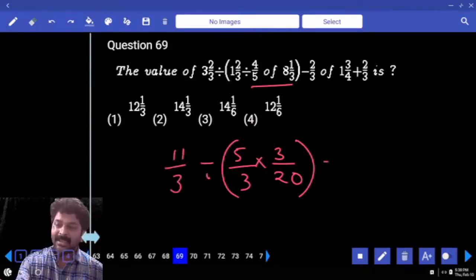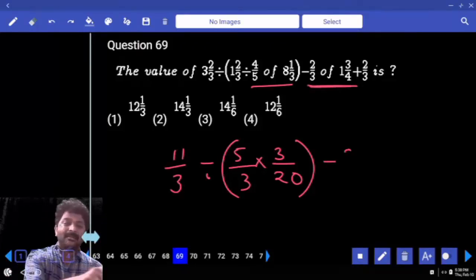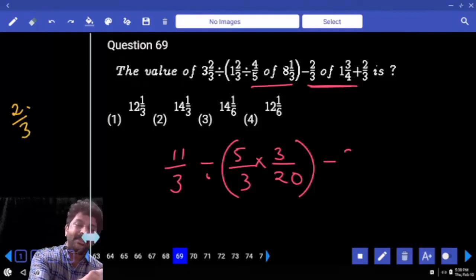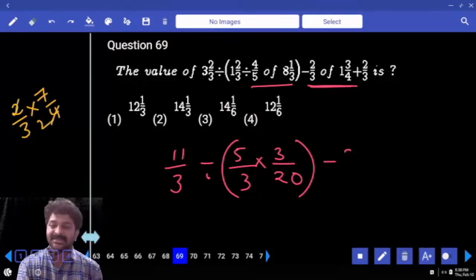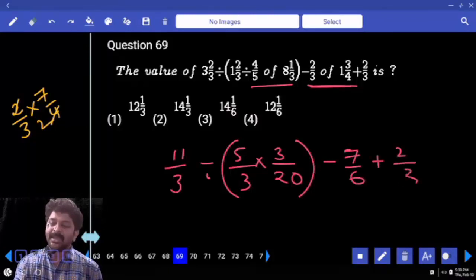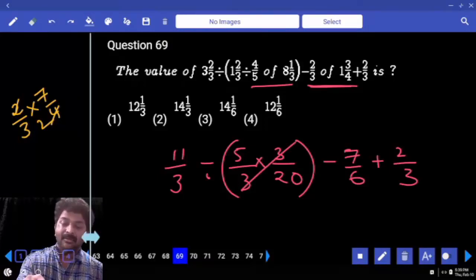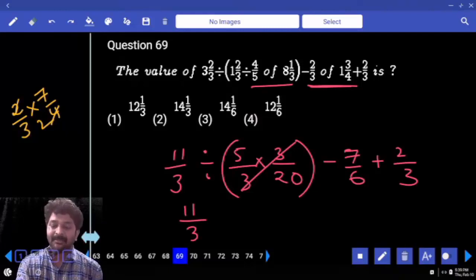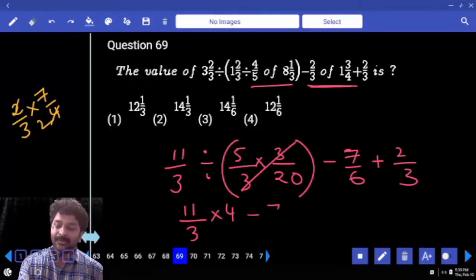11 by 3 minus. Here also we have half. First we have to complete this one. 2 by 3 into 1 3 by 4, 7 by 4. 2 how many times? 2 times. That is 7 by 6 only. Minus 7 by 6 plus 2 by 3. 3 3 gets cancelled. 5 by 20, 1 by 4. So 11 by 3 divided by 1 by 4 can be written as into 4 minus 7 by 6 plus 2 by 3.